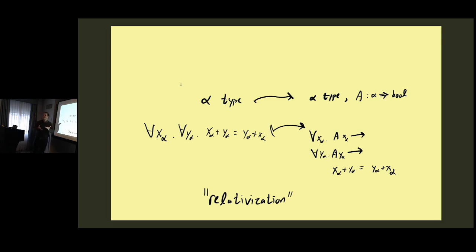But then if we wanted to instantiate this alpha with something that wasn't a type, but was instead a set, we would have to add additional assumptions every time we use it. So instead of saying for all x in alpha, we would say for all x of type alpha, but also satisfying this additional predicate A, et cetera. And when you get to even more complicated statements, the translation gets even more complicated. And so they call this process relativization.